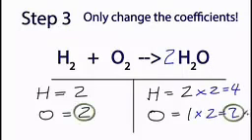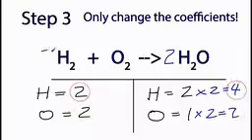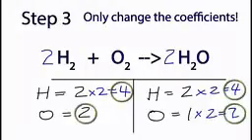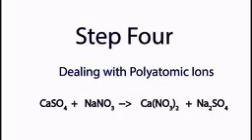Oxygen atom is balanced. What about hydrogen? I have 4 atoms on this side, 2 atoms on this side. So I'm using the value of 2 as a coefficient, so that 2 into 2, that is 4 atoms of hydrogen on the reactant side. Now both the elements are balanced. Done.